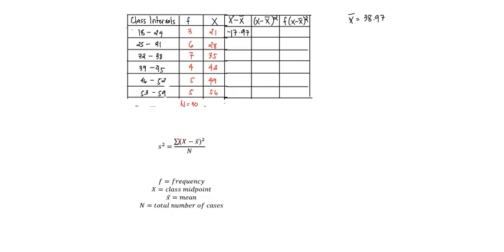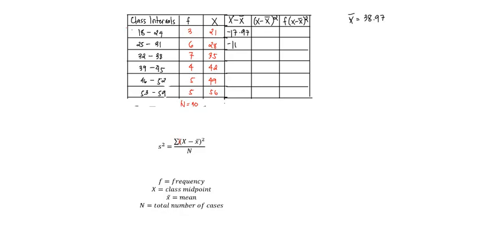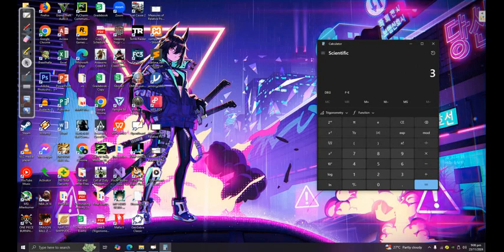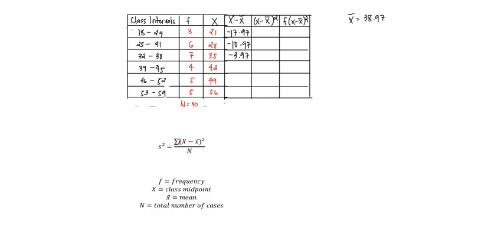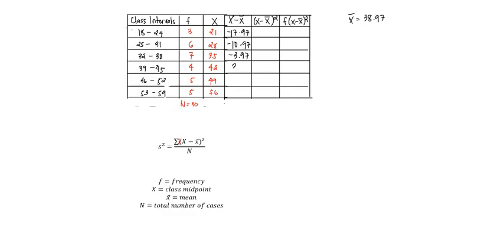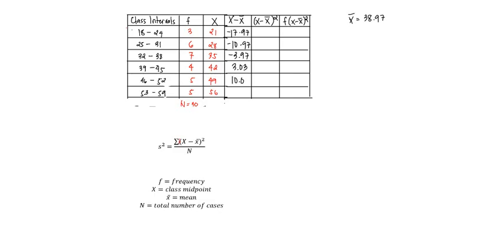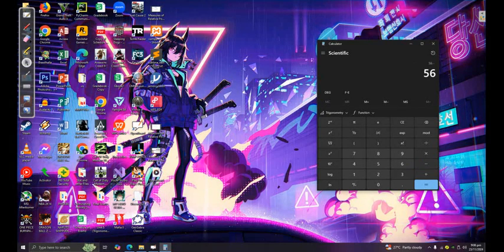So moving on, 28 minus 38.97 is negative 10.97. And then let's move on to the next one, which is 35 minus 38.97, which would give you negative 3.97. And then let's do 42 minus 38.97, which is 3.03. And then 49 minus 38.97, which is 10.03. And then 56 minus 38.97, which is 17.03.